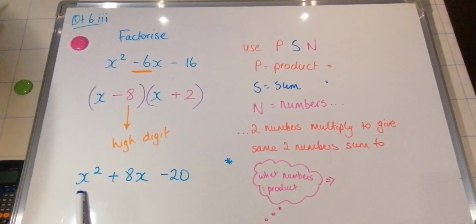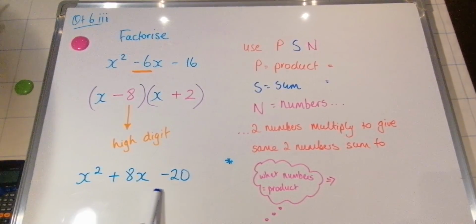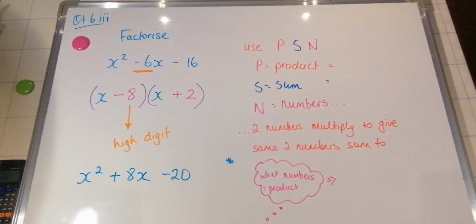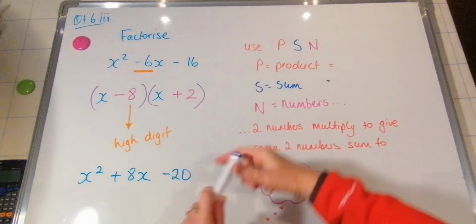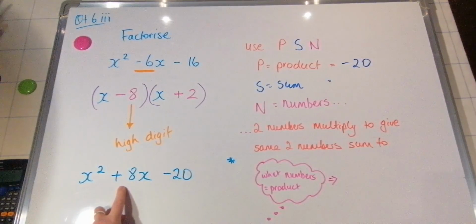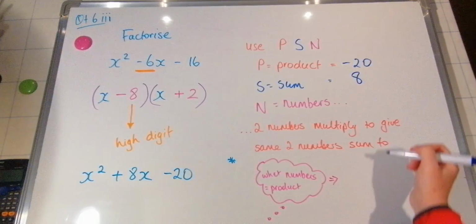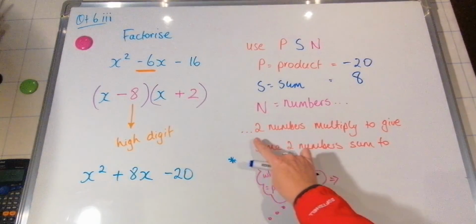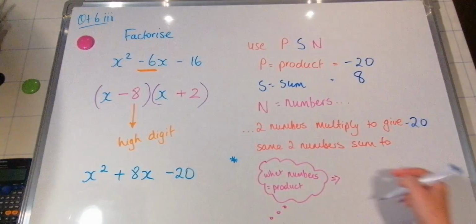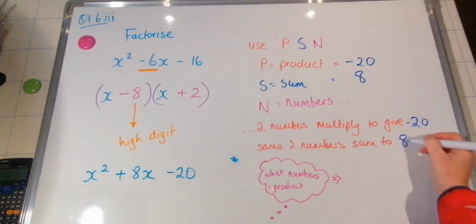Here's another one now, look, to try out. X squared plus 8x minus 20. I want to factorise that as well. I need to find my product. My product is the last number, so that's minus 20. I need to find my sum, that's the middle number, so that's 8, and it's positive this time. So now I want to find two numbers that are going to multiply to give me 20, although it has to be negative, and the same two numbers have to sum to give us 8.